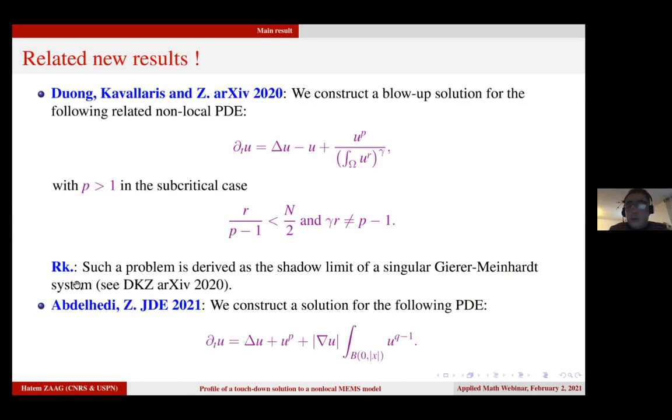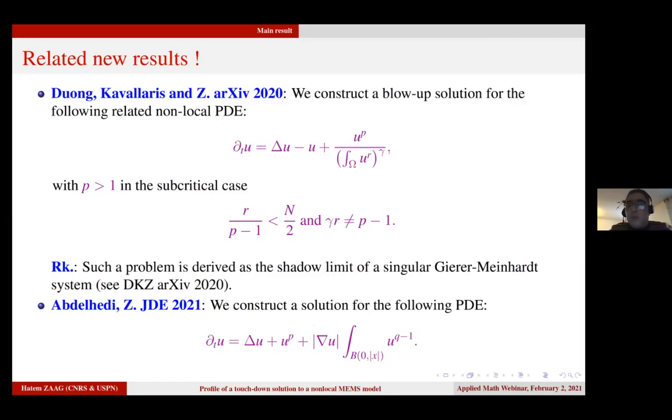There is also some other work I would like to mention by Buthayna Abdelhadi and myself, which is to appear in Journal of Differential Equations this year, hopefully, and which is related to the following PDE. So the interest of this PDE is that we have two difficulties somehow. We first have some gradient term, which implies that we will for sure need parabolic regularity to control our solution near the blow-up profile. But we also have a non-local term, and this non-local term is not integrated on the whole space, but only in the ball of radius the modulus of x.